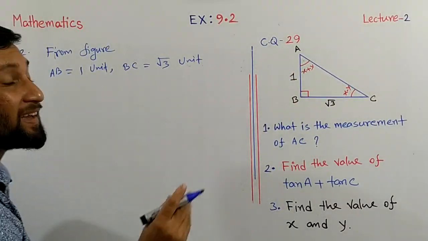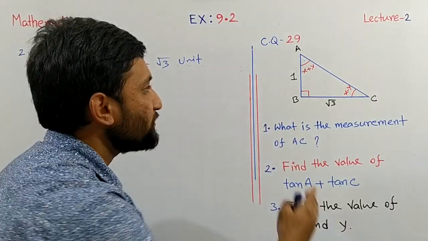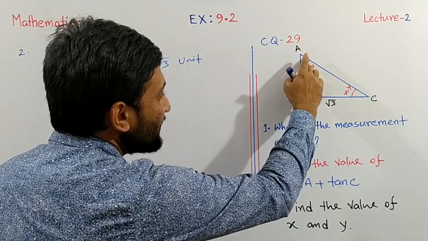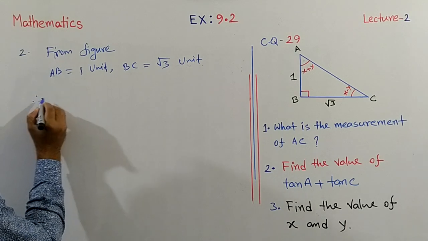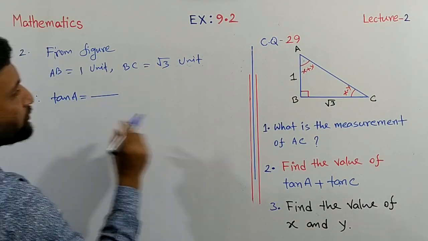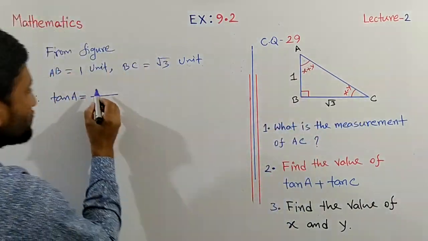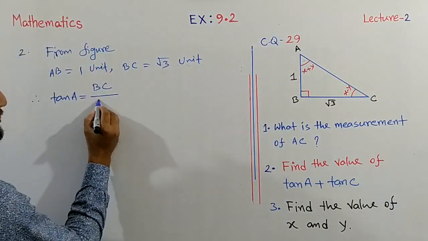So we know the formula of tan A. Tan theta is perpendicular by base. Perpendicular, that means opposite by base. So if angle is this A, so opposite is BC and base is AB. So we can write tan A equals opposite, that means BC. For angle A, opposite is BC. So write down the opposite by base AB.